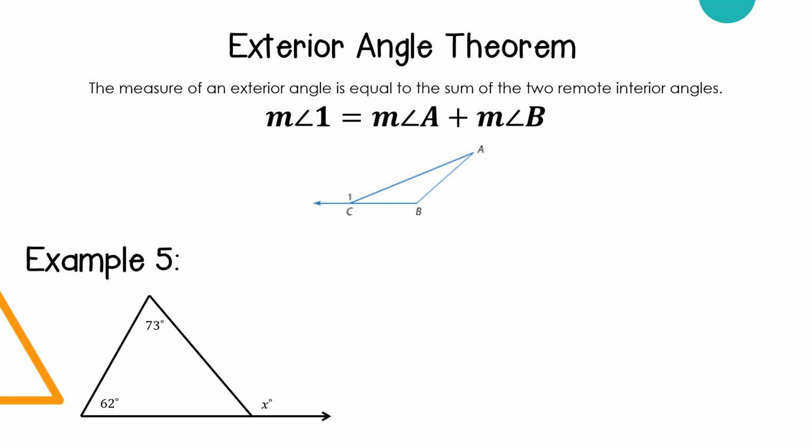The other theorem we're going to talk about is the exterior angle theorem, and it is derived from the linear pair property and also the triangle sum theorem.